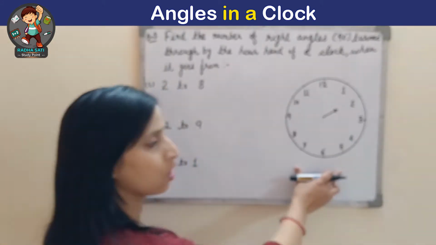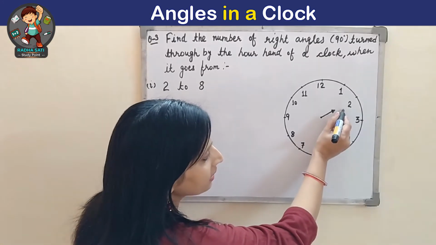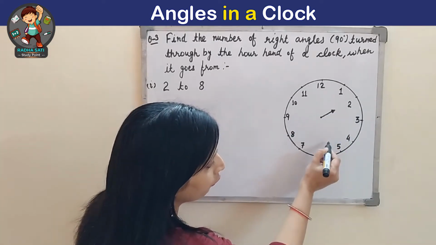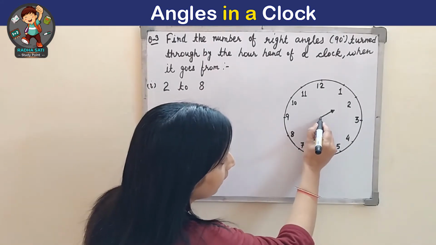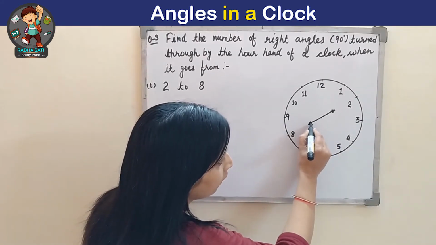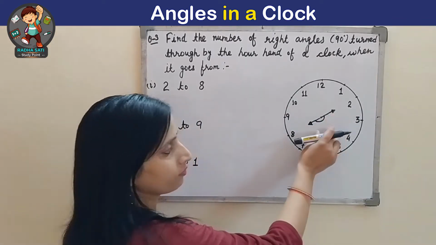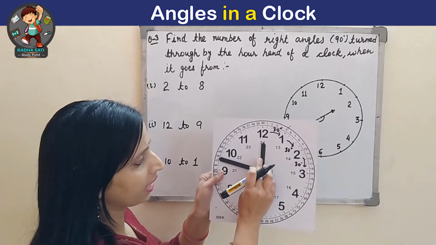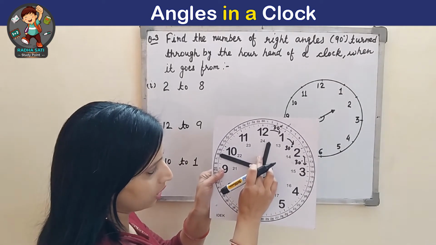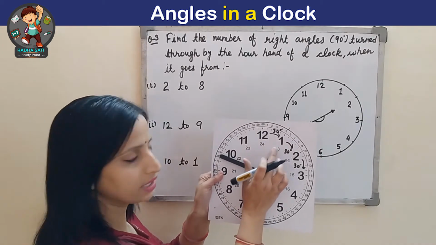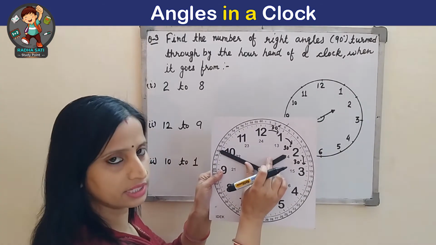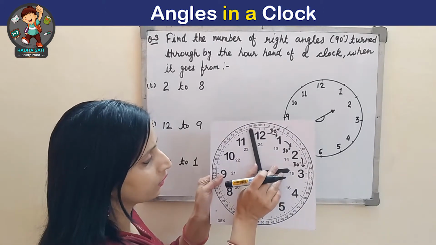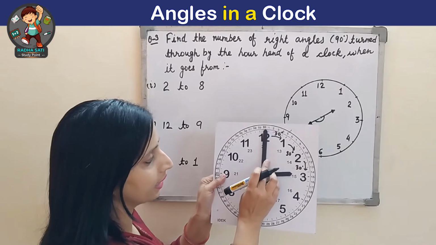For this I have drawn a clock also. So earlier the hour hand is at 2. Now if it comes from 2 to 3, then 4, 5, 6 and 7 and 8, we have to find out this angle. And we know that in a clock, whenever the hour hand moves from one hour to another hour, it makes an angle of 30 degree. In 2 hours, 60 degree. In 3 hours, 90 degree. So in 3 hours, it will make an angle of 90 degree.